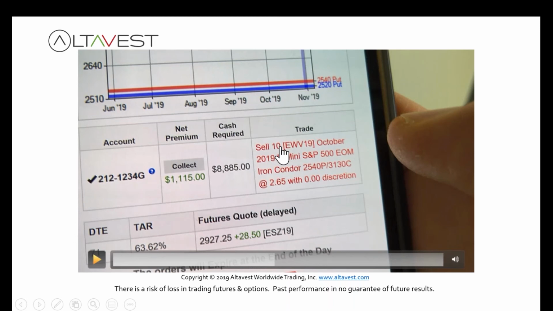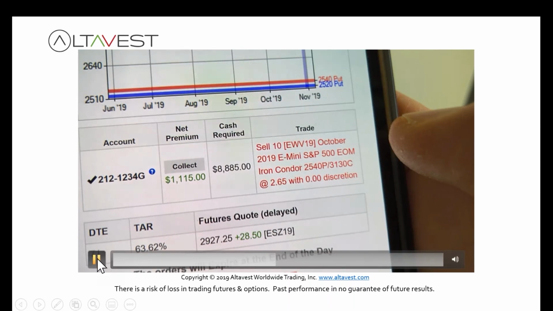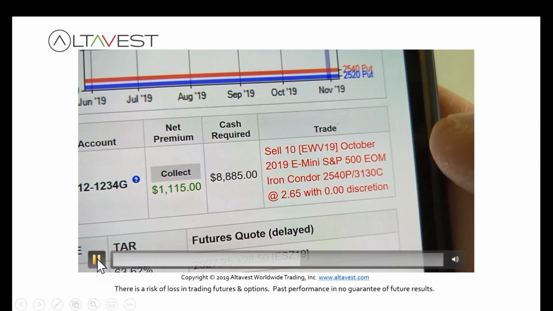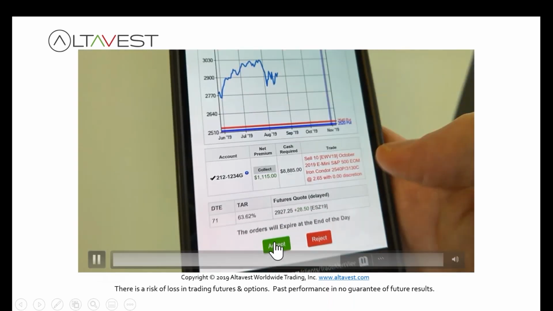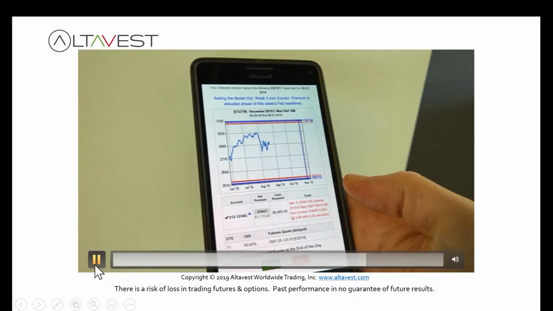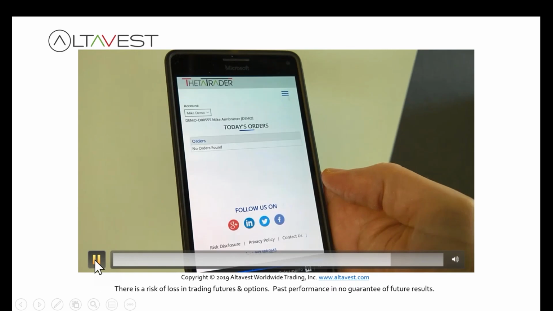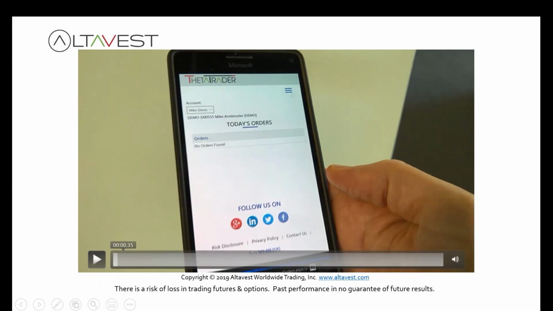And how is that possible? Well, it's all integrated with your account. And you can see the days till expiration, targeted annualized return, current price. And if you like it, you just touch accept. If you don't like it, just touch reject. It's just a demo, so it doesn't go anywhere, but let's try that one more time.